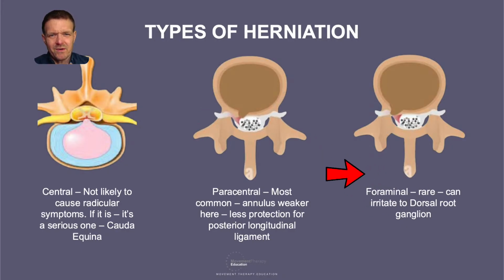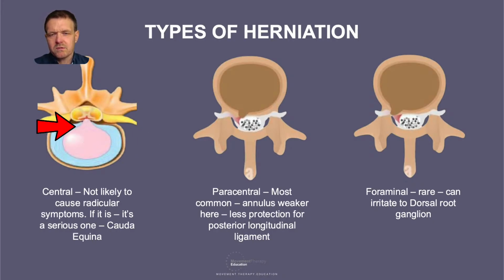You can get them in the foramen, which is on the outside of where the nerve roots come through as well. So that's really far lateral. These are quite rare, but they can irritate the dorsal root ganglion, which is the swelling of sensory neurons coming into the spinal cord. So this one's quite rare. This one's the most common.